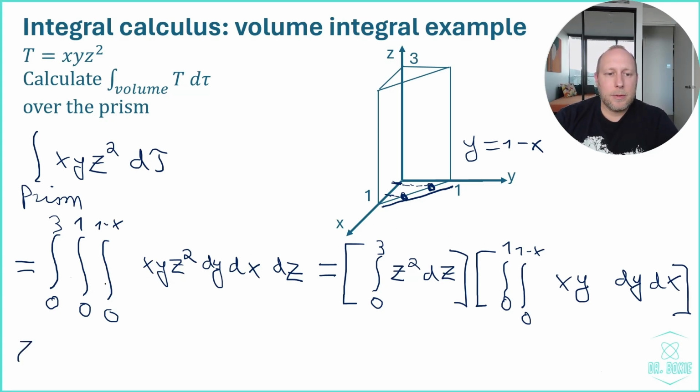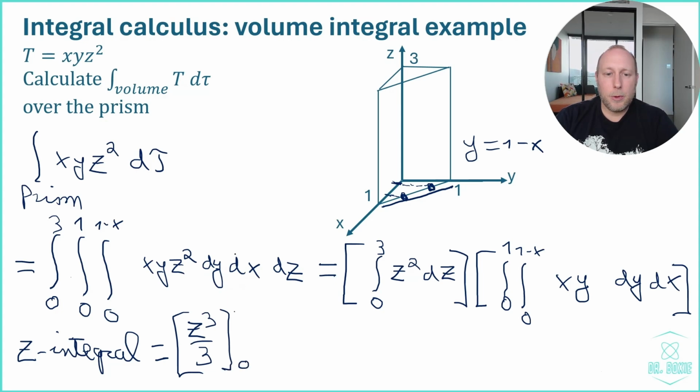Now the z integral is straightforward. The integral of z squared is z cubed over 3, and it needs to be evaluated at 0 and at 3. Evaluating it at 3 gives us 3 cubed over 3, so that's 3 squared, which is 9. Minus evaluating it at 0 just gives 0, so we find 9 for the z integral.